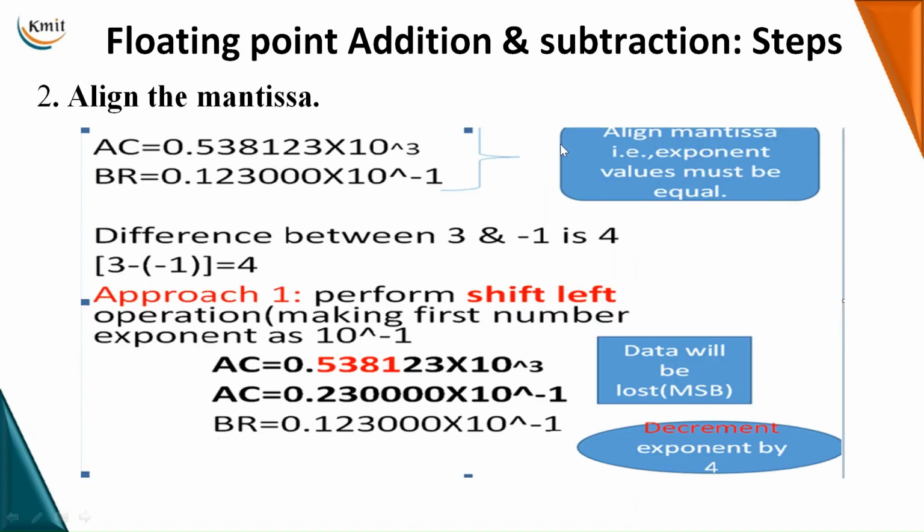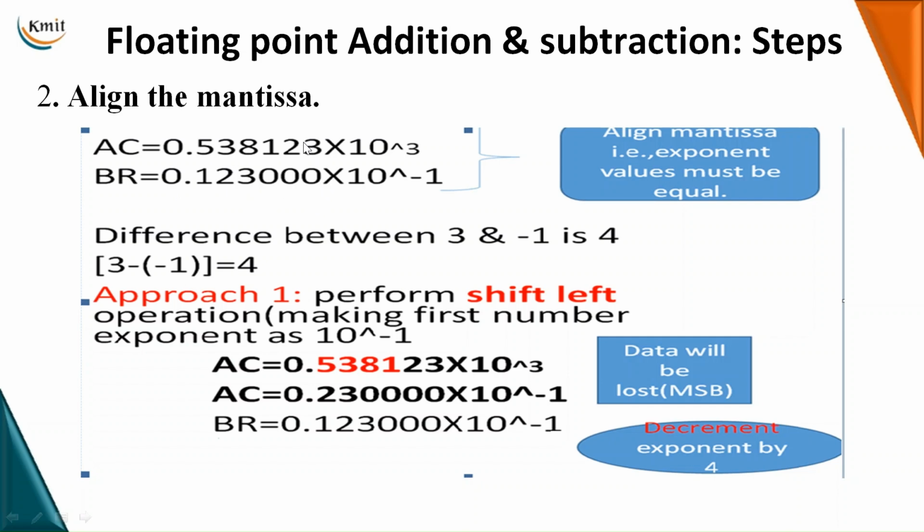So the next step of your floating point addition and subtraction operations is aligning the mantissa part of your data. For example, I have my registers AC and BR with these particular floating point numbers. Say AC contains 0.538123 × 10^3, whereas my BR register holds a value of 0.123000 × 10^-1. So these are my two operands, which are stored in the AC and BR registers. And this part of the number is called the mantissa part: 0.538123 and 0.123000.